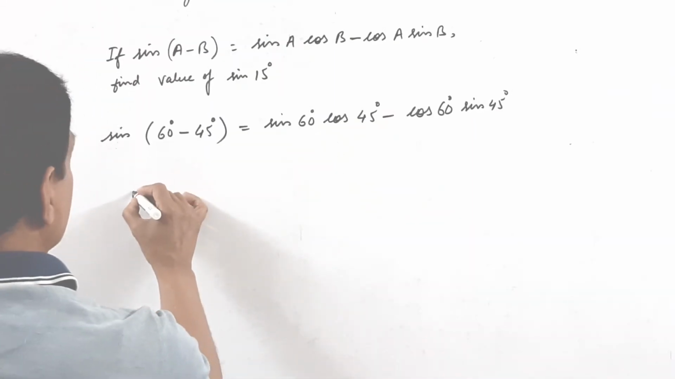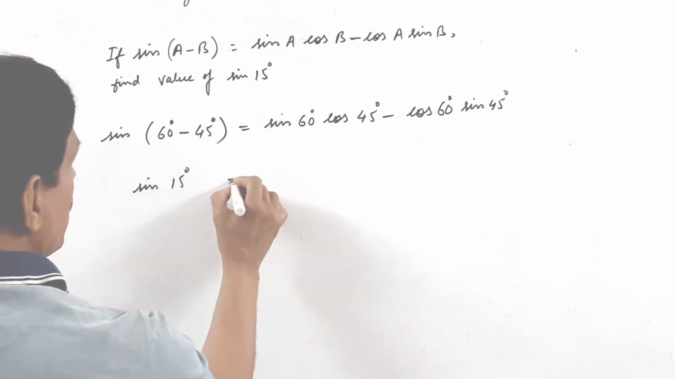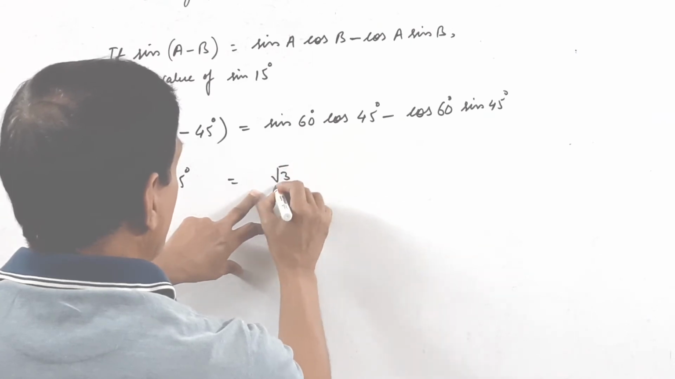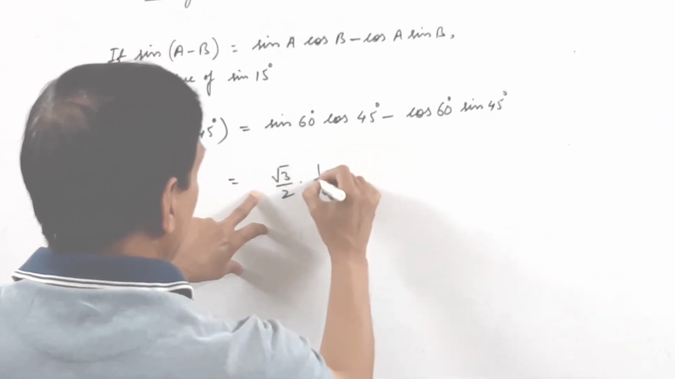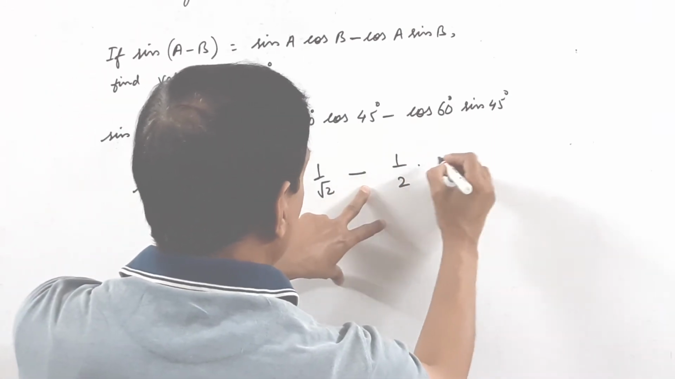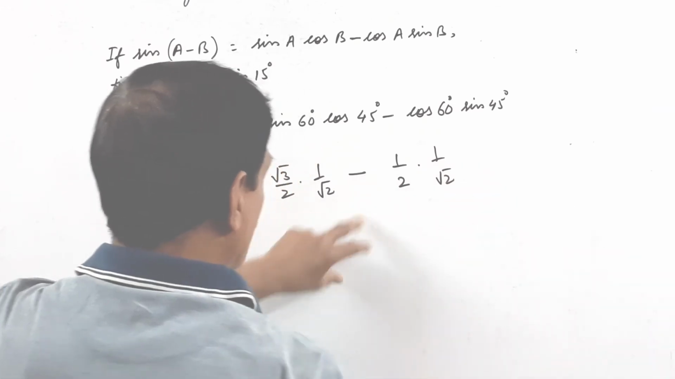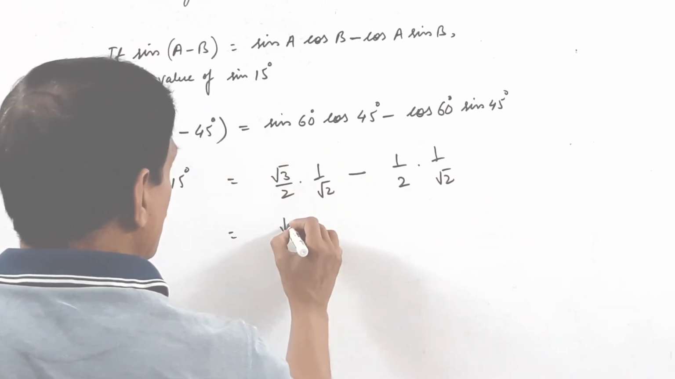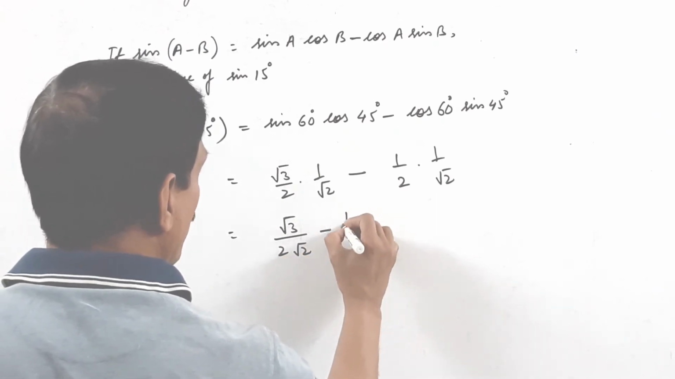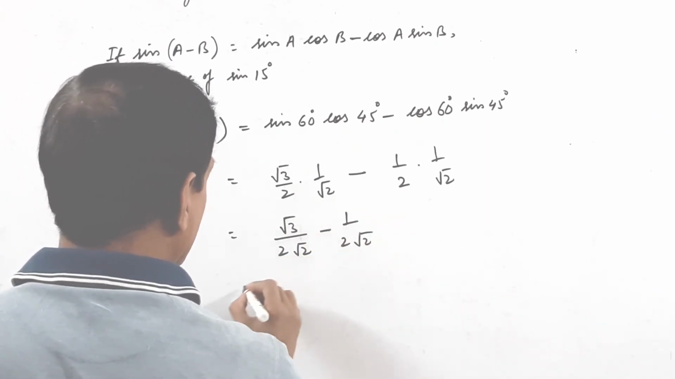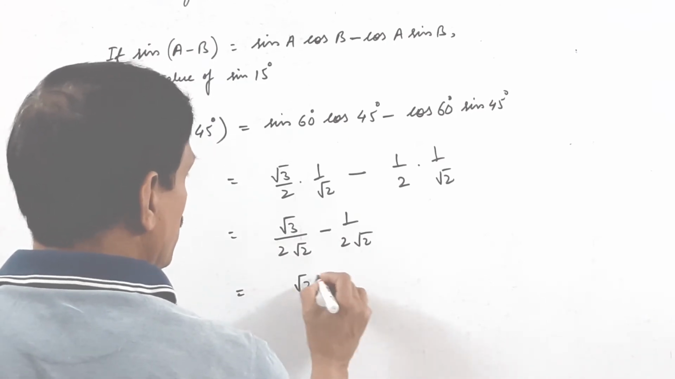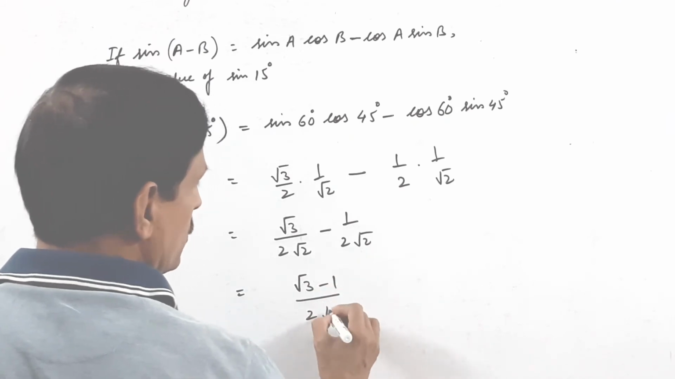So sin 15 degree is equal to sin 60, that is root 3 upon 2, cos 45, 1 upon root 2, minus cos 60, this is 1 upon 2, and 1 upon root 2, or root 3 upon 2 root 2 minus 1 upon 2 root 2, and thus sin 15 is equal to root 3 minus 1 upon 2 root 2.